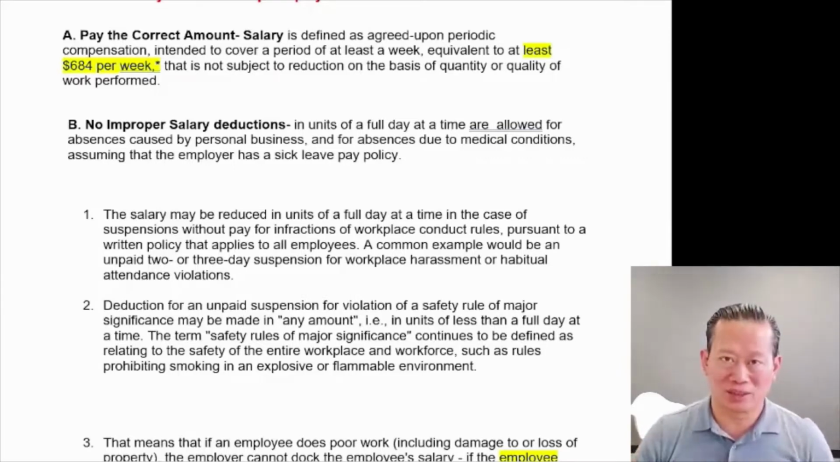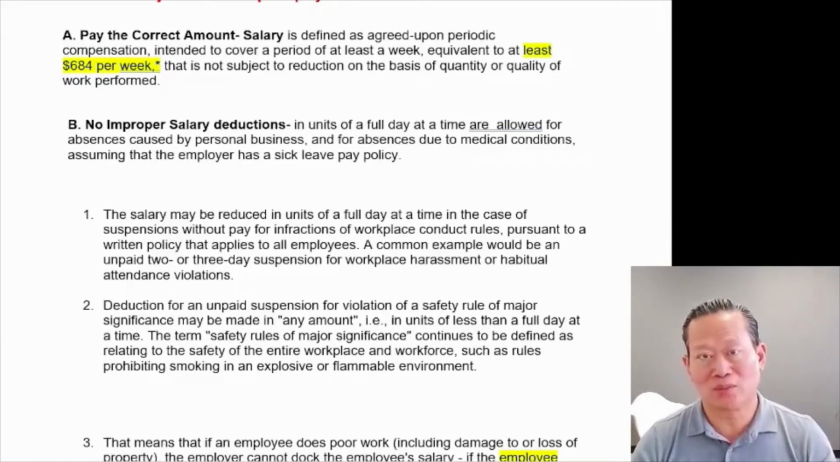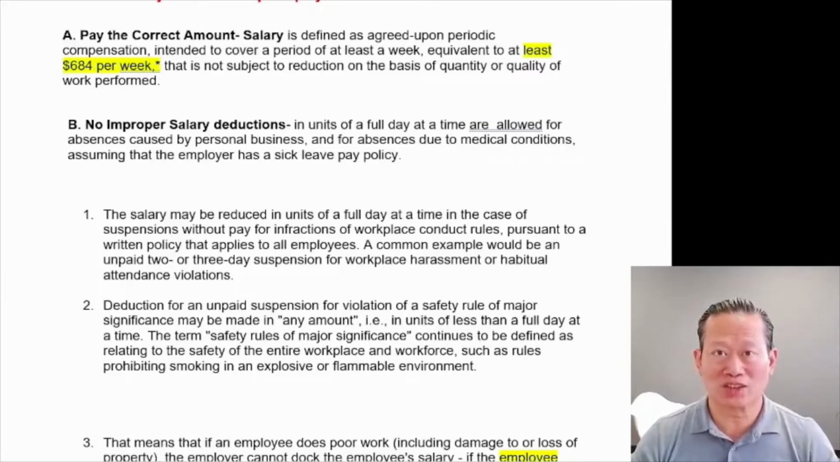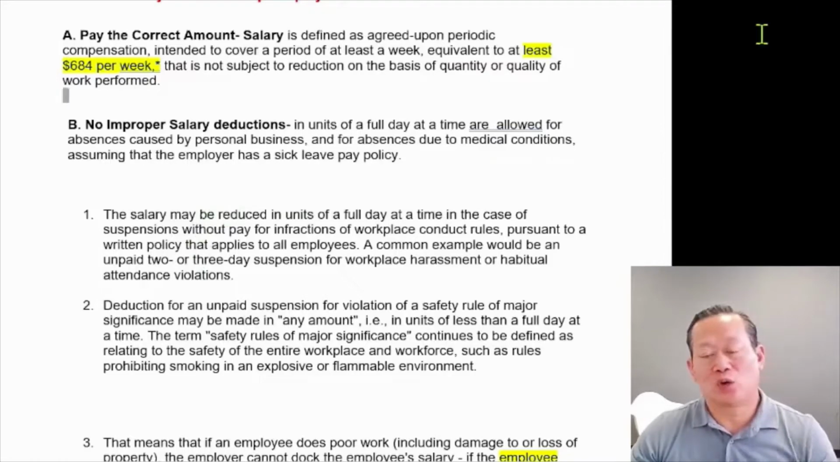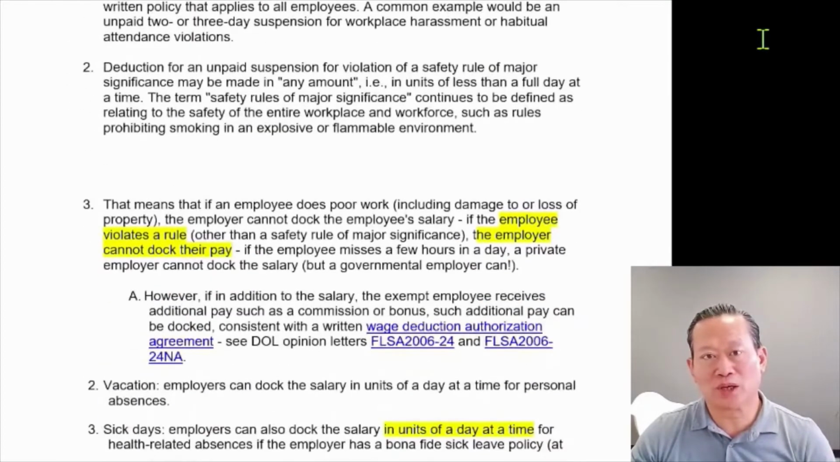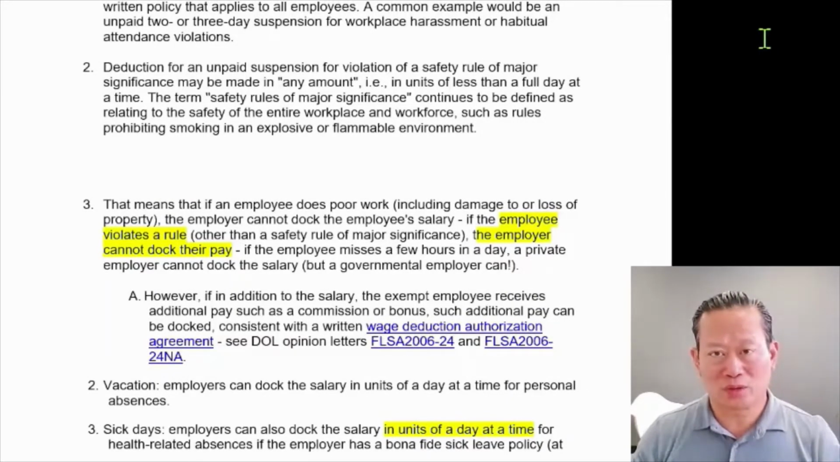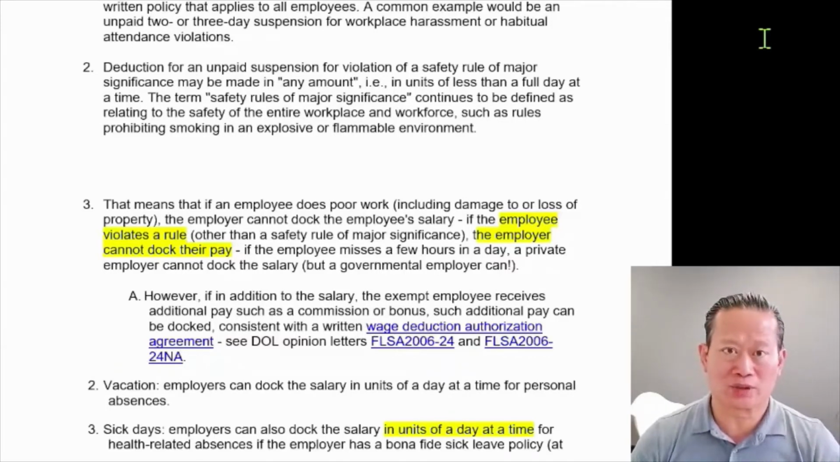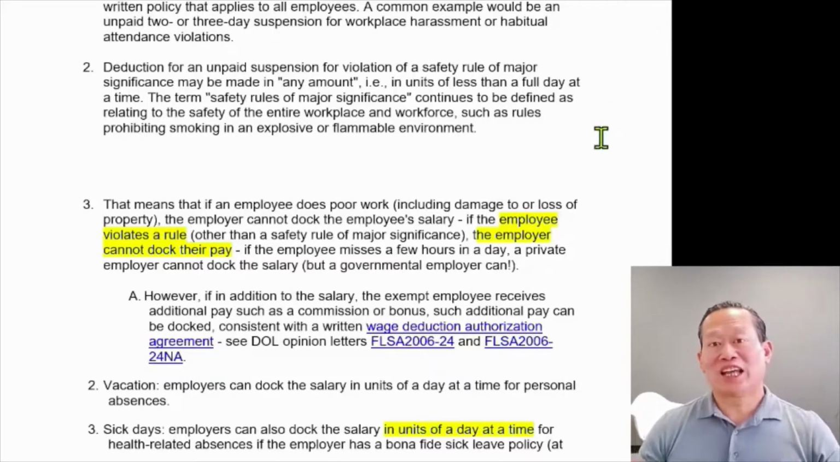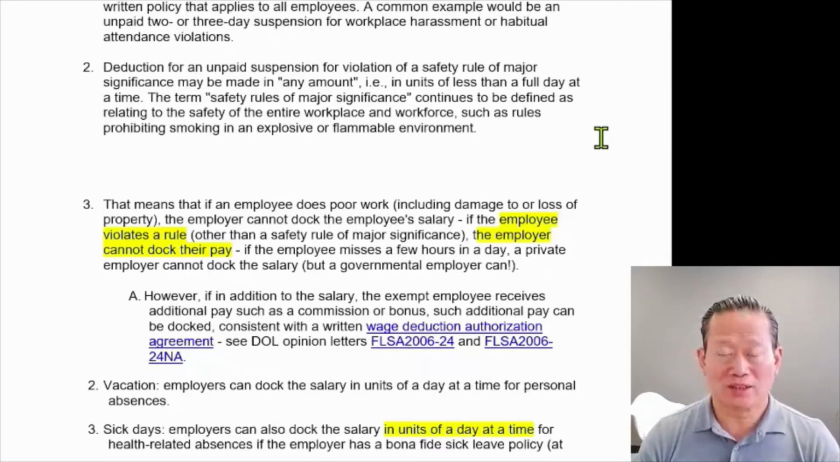Now let's talk a little bit in more detail about certain circumstances in which you can make deductions from an exempt employee's pay without jeopardizing the salary element. You can make full day deductions or suspend them without pay for violating work policy. An example might be you have an employee that sexually harassed another coworker or someone else at work. You can suspend them without pay without jeopardizing the salary element. If they violate a major safety rule, then you can suspend them without pay without jeopardizing the salary element.